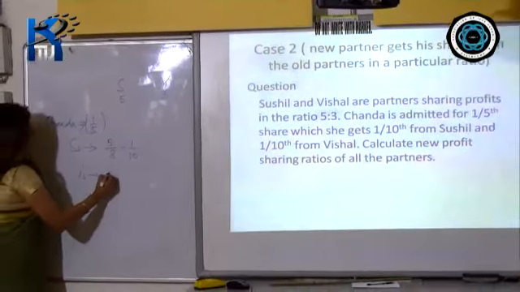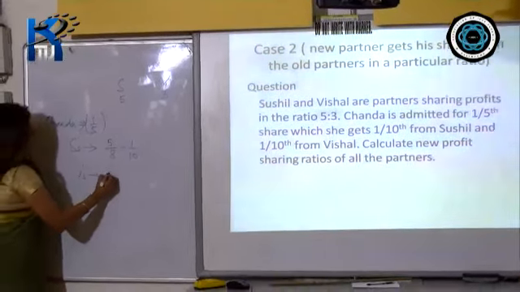What about Vishal? If we calculate this, we get 40 again. 4 3s are 12, minus 4 will give you 8 by 40. So this is how we calculate this: 15 minus 4 will give you 11 by 40. So Sushil's new share is 21 by 40. Vishal's new share is 11 by 40.